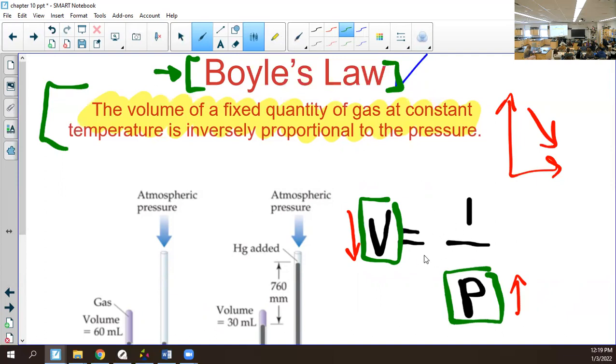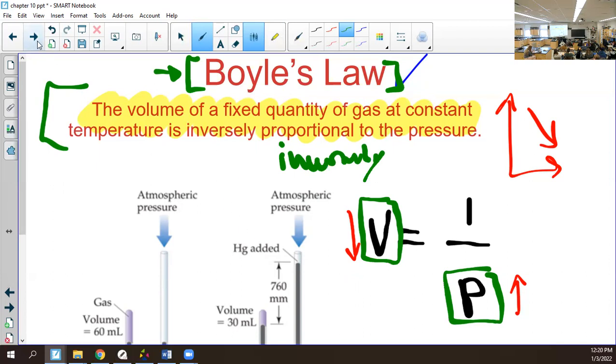How would you describe this relationship here? Inverse. So volume and pressure are inversely related. In math, that means that volume would be on top and pressure on the bottom, or pressure on top and volume on the bottom. Are we okay with that?